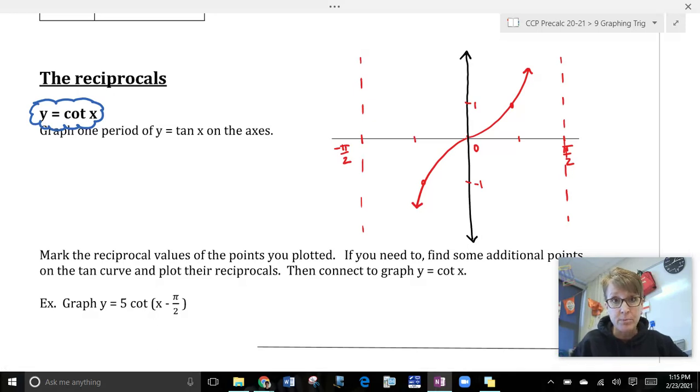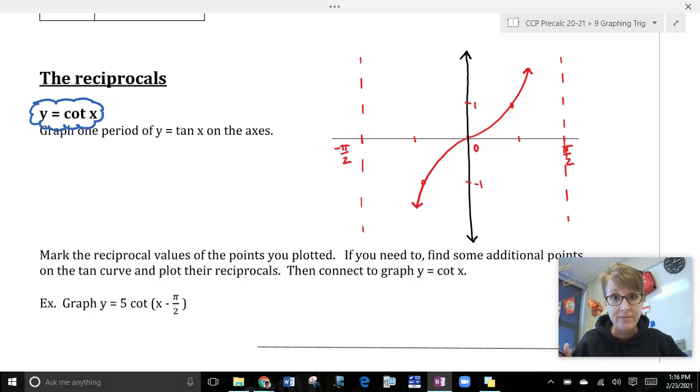I have already taken the time to graph a tangent on the set of axes. So I have an asymptote at negative pi over 2 and positive pi over 2. I've got my curve going through 0. Halfway on the right side, it's up at 1. Halfway on the left side, it's down to -1. So I'd like you to start with that graph. So go ahead and pause this video just so you can get the tangent graphed on there. And then when you're ready, go ahead and hit play and we'll get the cotangent done.